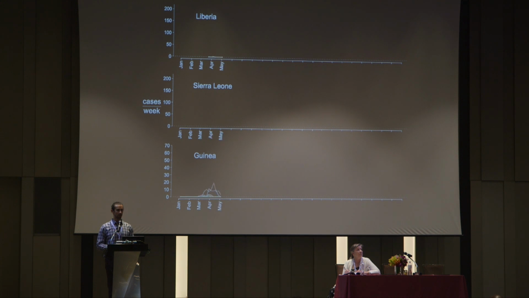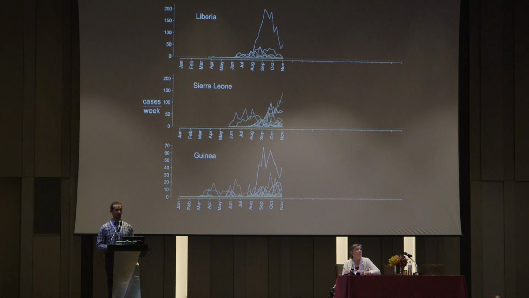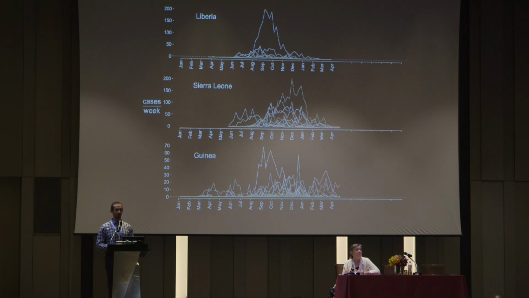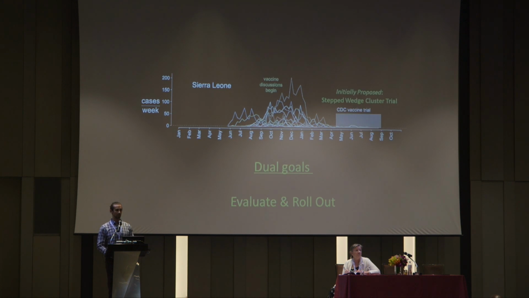So this is showing the number of cases at the district level in the 3 affected countries of Ebola. And you can see how varied the epidemics are. And this was really challenging for designing trials because the discussions for vaccine trials started during the peak of the epidemic around October and November, but the trials actually were only executed towards the end of the epidemic.